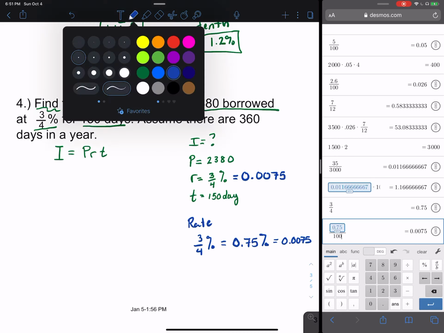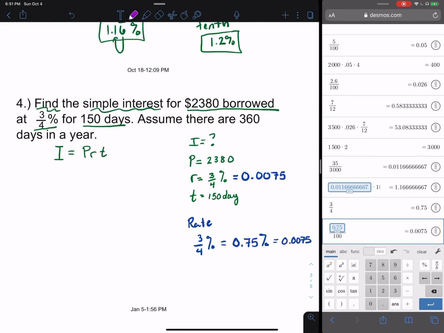So the rate that I'm going to substitute into the equation, because the one in decimal form, is 0.0075. One thing I want to point out, because I see it a lot, 3/4% is not 0.75, right? That 0.75 is really 75%. So be careful, because that's a mistake I see a lot.